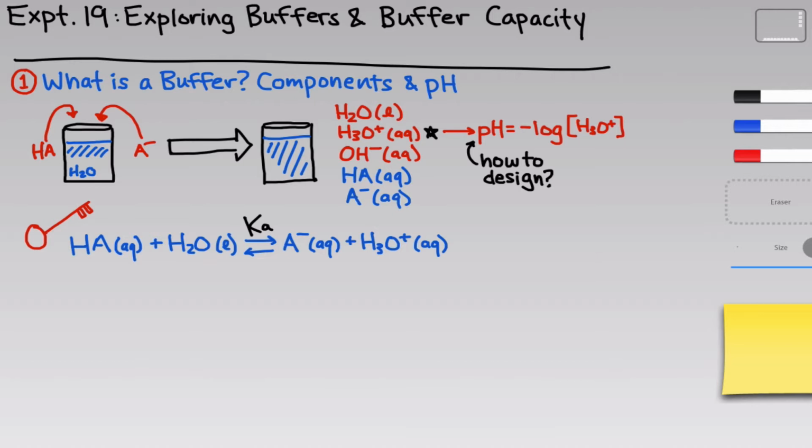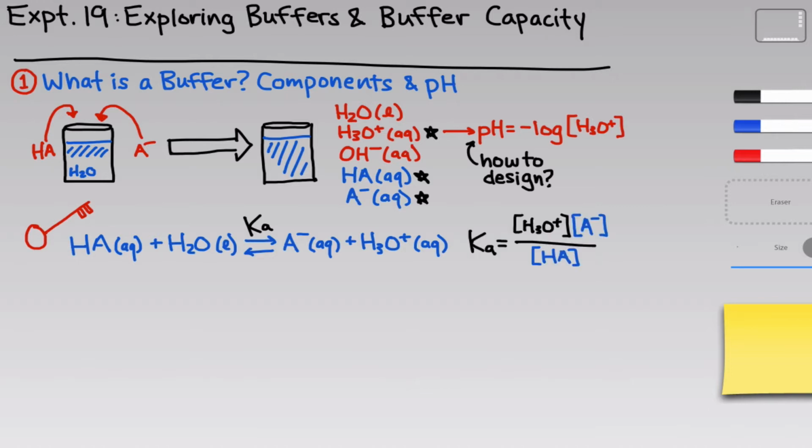On the left we have the aqueous HA reacting with water, and on the right we have the conjugate base A- and hydronium ion H3O+. So in the forward direction, this reaction generates H3O+, and in the reverse direction it consumes H3O+, and thereby indirectly generates hydroxide through the self-ionization of water. The key to really designing a buffer system comes in when we think about the concentrations of HA and A-.